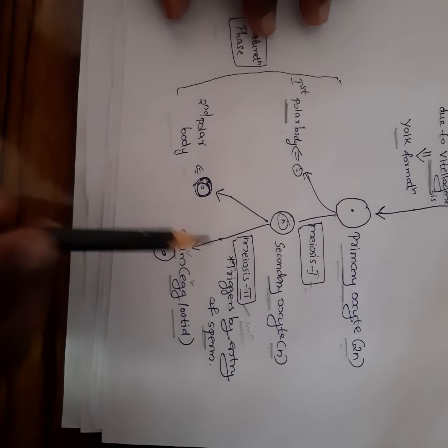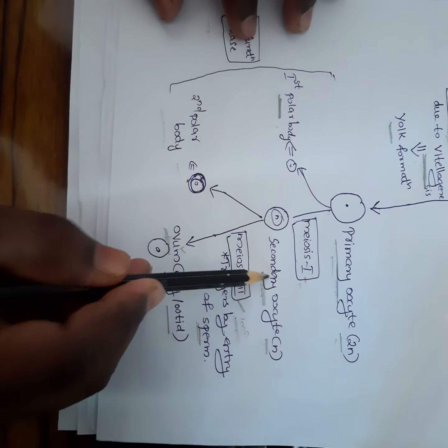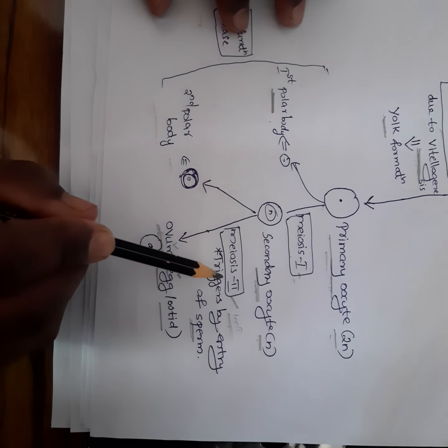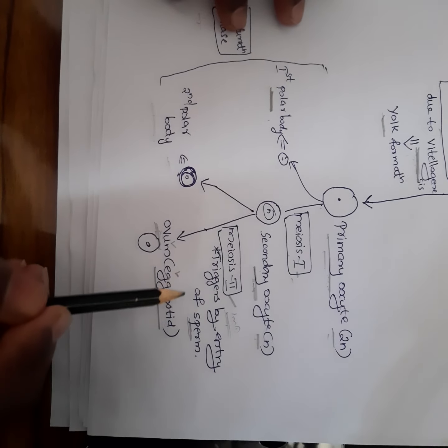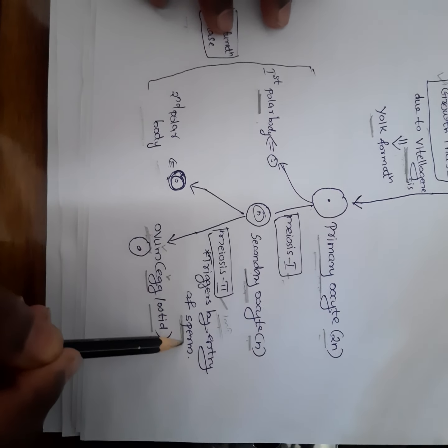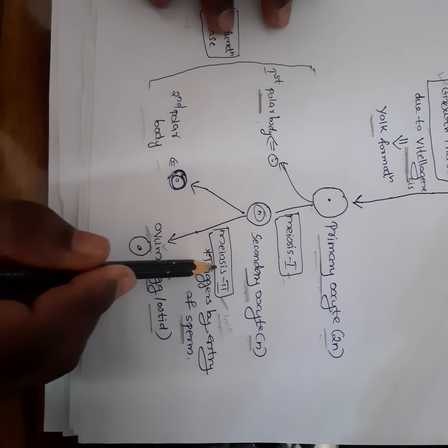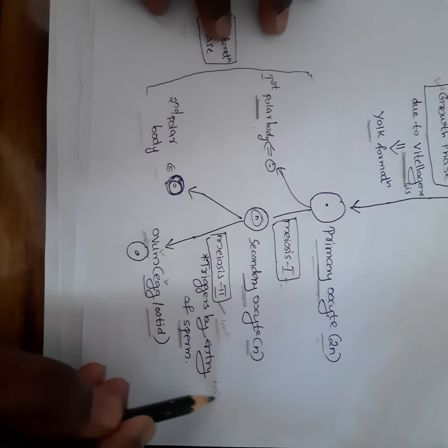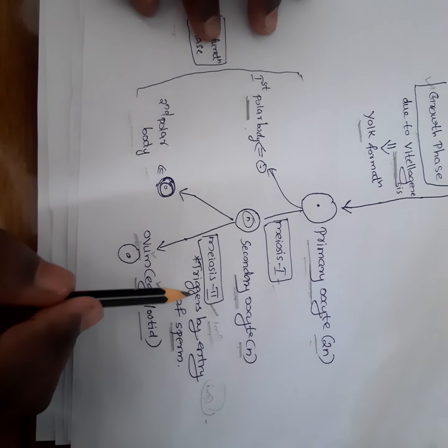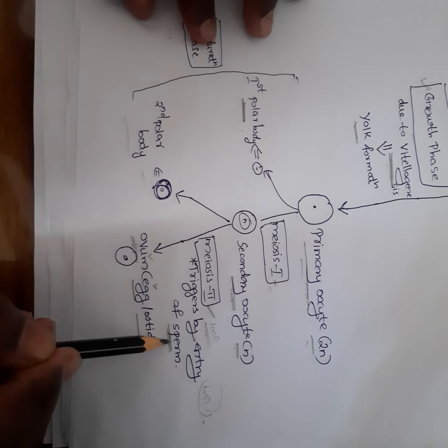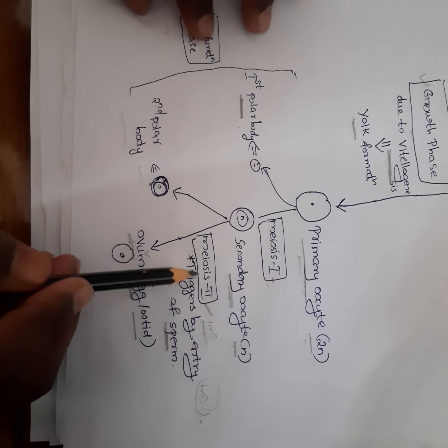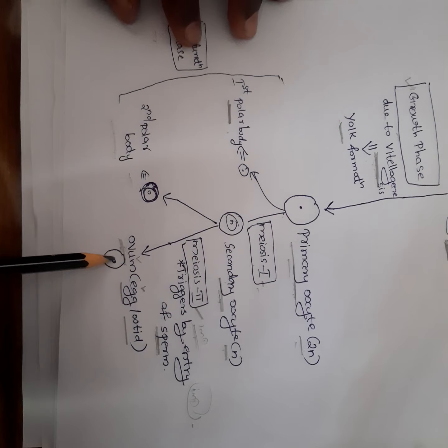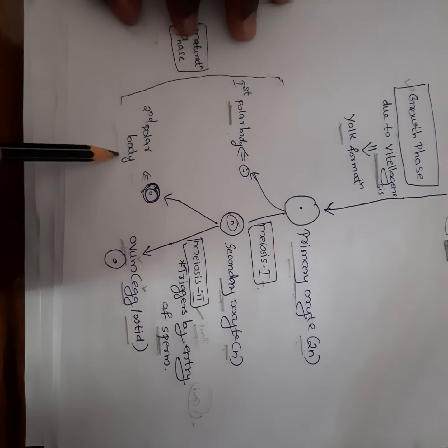Okay. And after that, the secondary oocyte will undergo meiosis 2. But meiosis 2 will happen only after the entry of the sperm, or we can say that meiosis 2 is triggered by the sperm entry. It is very, very important. So meiosis 2 is started only after the sperm entry. After the sperm entry, meiosis 2 will start, then the secondary oocyte will convert into a haploid ovum and the second polar body.